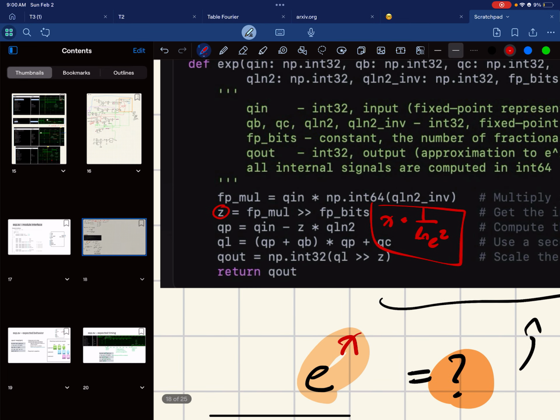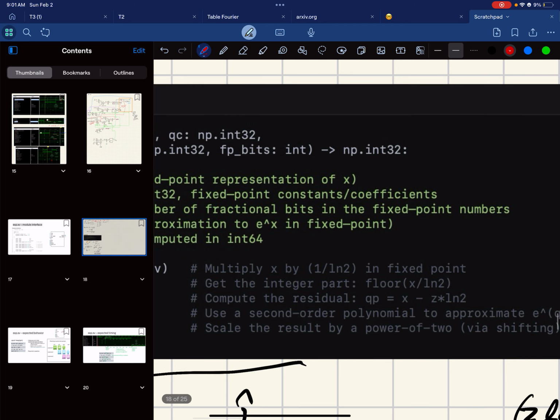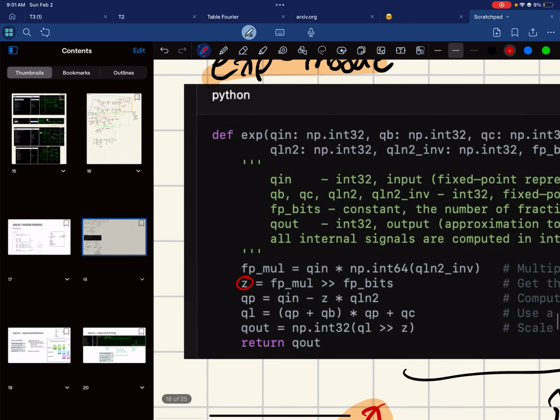And then we do this weird thing with fpmol bit shifted fp bits. This is a little bit, I don't fully understand this. I think this is just a result of the fact that we want an integer number. And so if x divided by ln of 2 was to give me like 5.4, then I just want 5. And so this shift somehow gets rid of that 4 and shifts everything to 5. Okay, we're just gonna go with that.